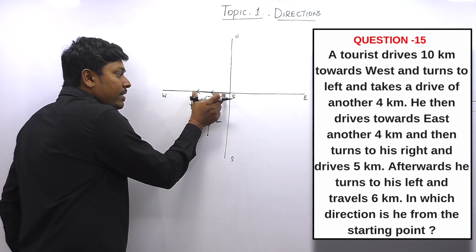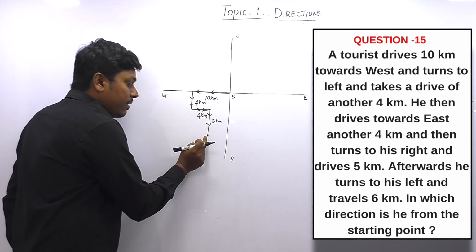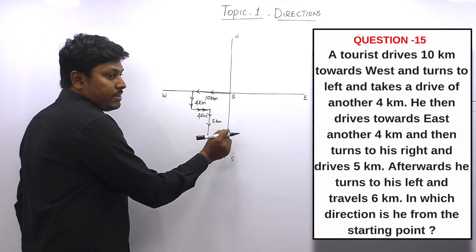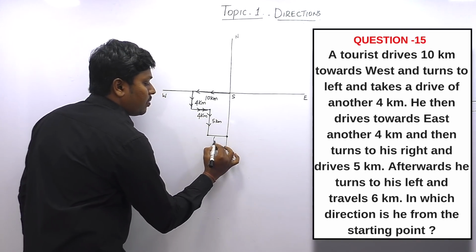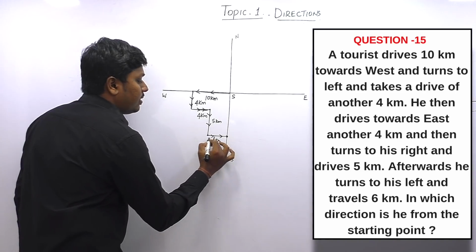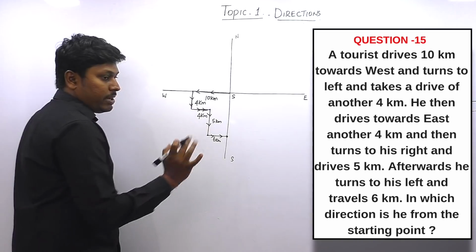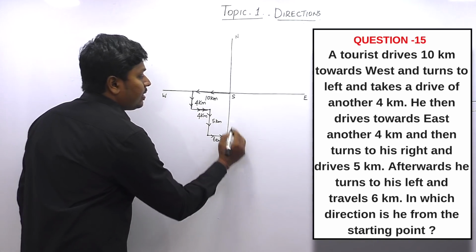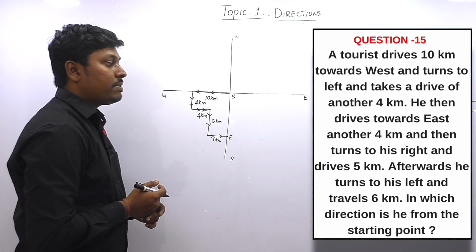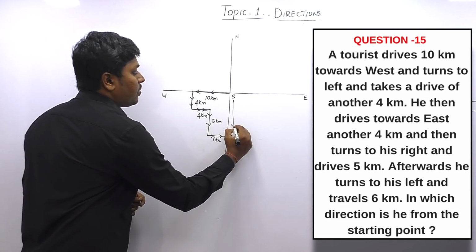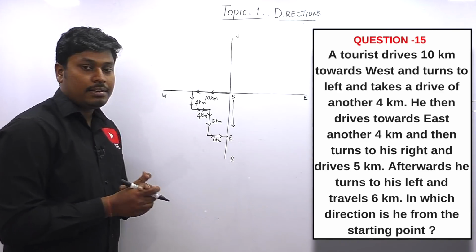Listen carefully. We know that this parallel line is 10 kilometers and this will be 4 kilometers. From here, the driver takes a left turn and drives 6 kilometers. So exactly at this point, the driver stops the vehicle. Got it, friends? This will be 4, this will be 6. The total distance will be 10 kilometers, right? So this will be the ending point and this will be the starting point. And what is the question? In which direction is E from the starting point? So from the starting point, the driver is in the direction of south. So the answer for question number 15 is south.